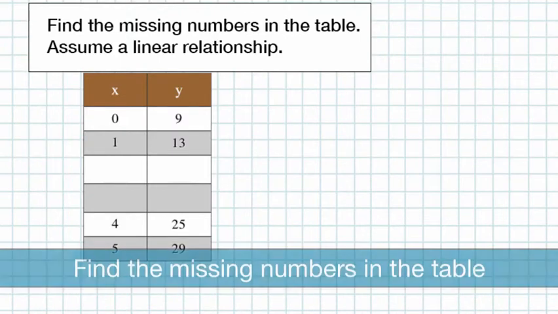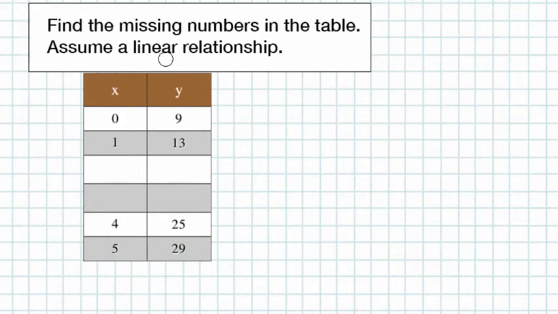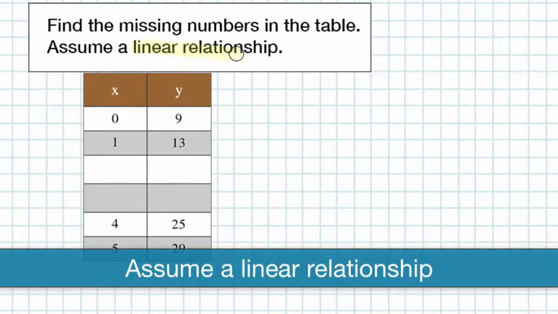In this problem, we are to find the missing numbers in a table. The missing numbers are right here in the table on the X column and in the Y column. It gives us one other really important piece of information. It says to assume a linear relationship.